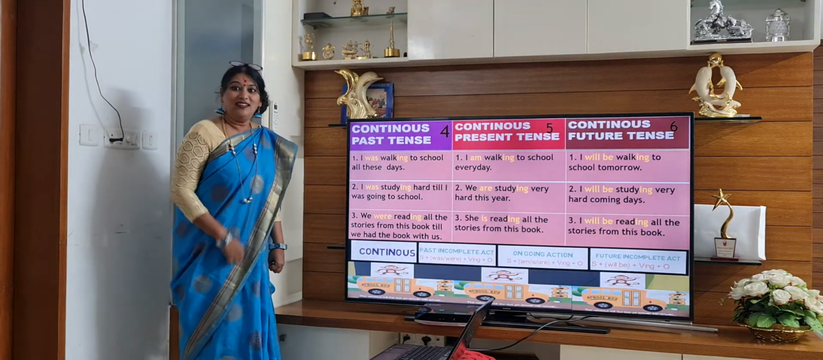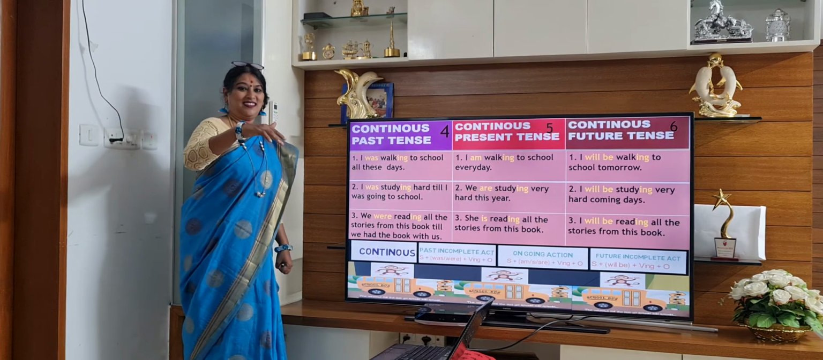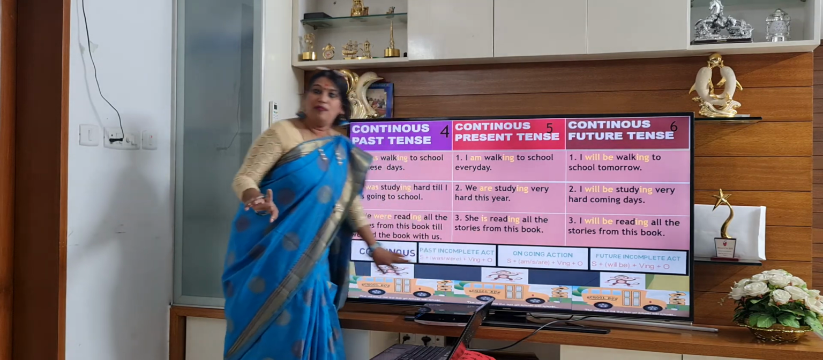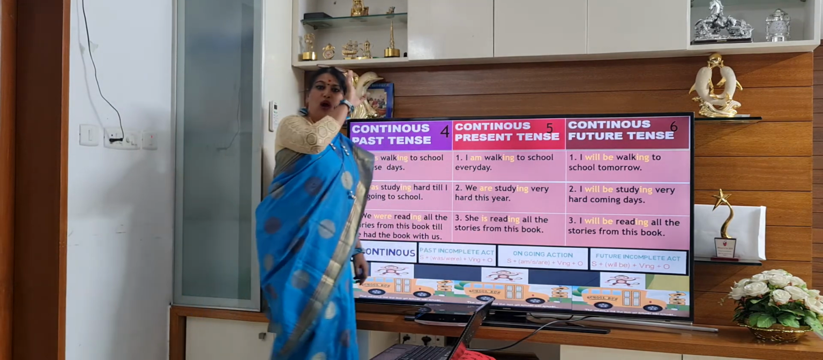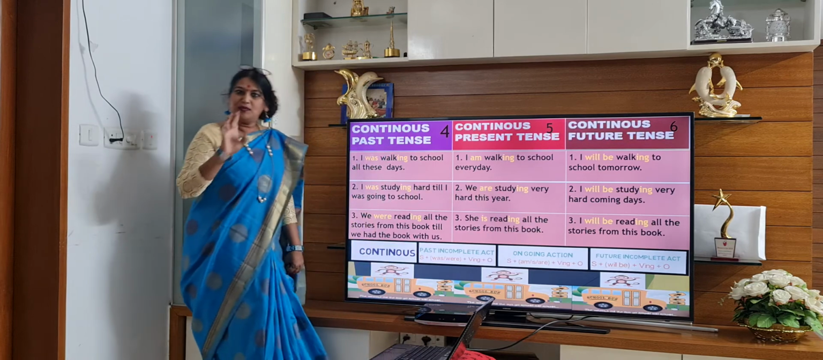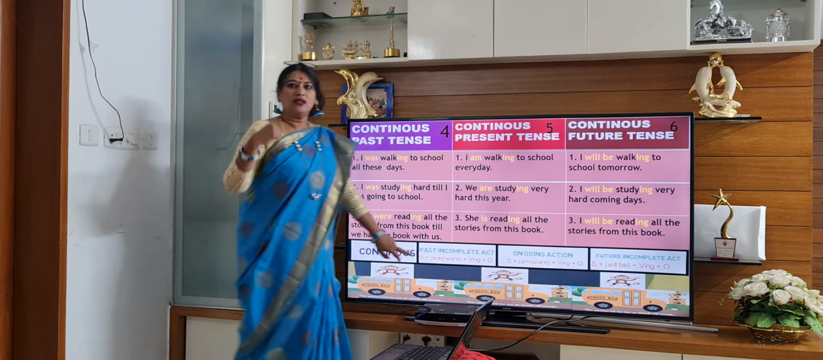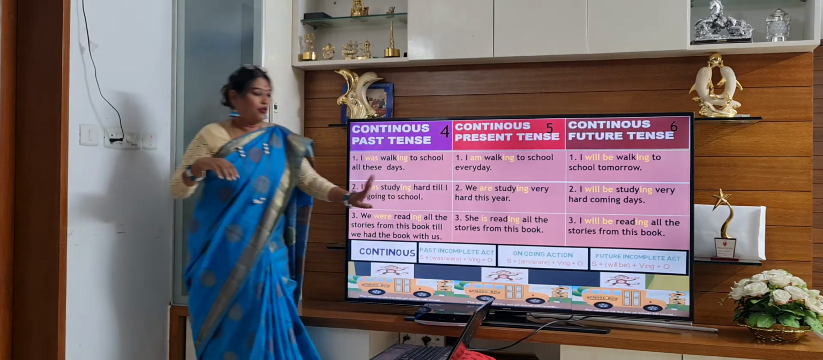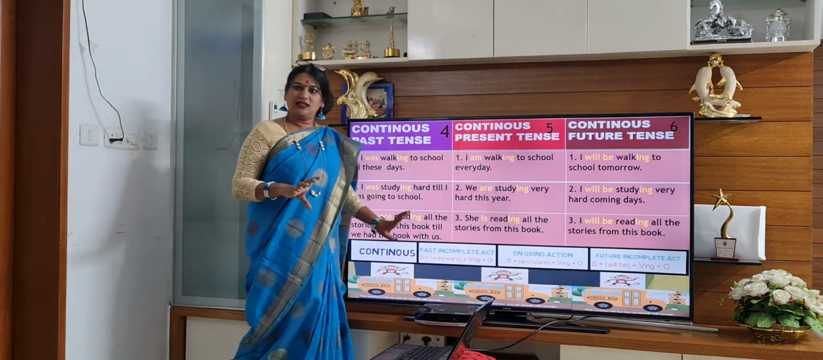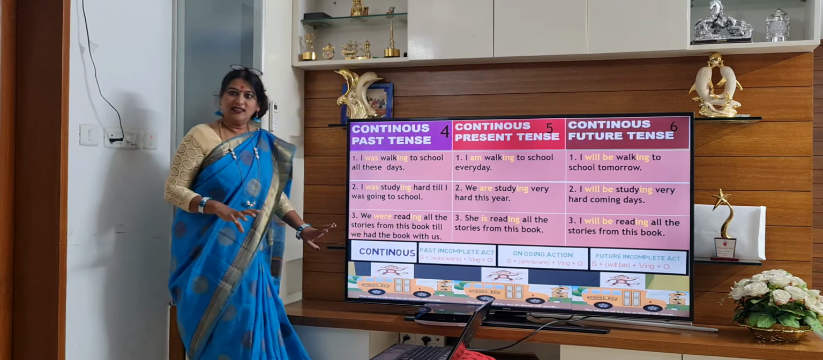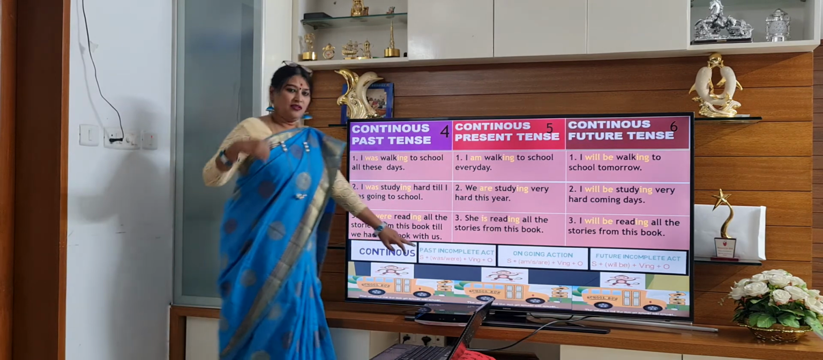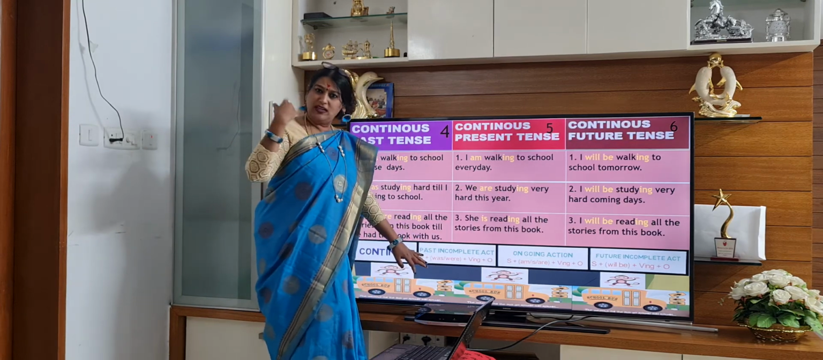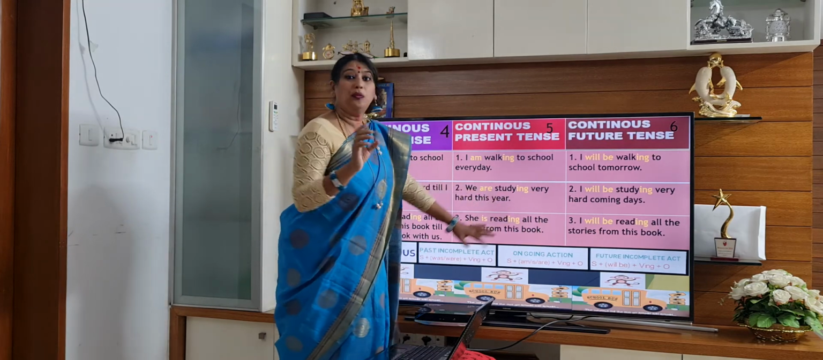Which is the second wheel? Continuous. Verb's first form will come throughout. The only thing you have to do is was, were, is, are, am, and will be will come. That's it. That's it, dear. Is that clear? Was, were, is, am, are plus verb's first form will come for everything.